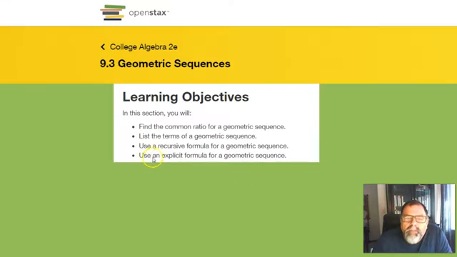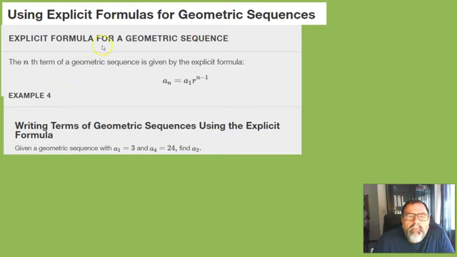And the last learning objective: use an explicit formula for a geometric sequence. The nth term of a geometric sequence is given by the explicit formula a sub n is equal to a sub 1 times r to the n minus 1 power. So remember, if you do it recursively, you're given the first term, and then the second term is the first term times r, and then the third term would be the second term times r.